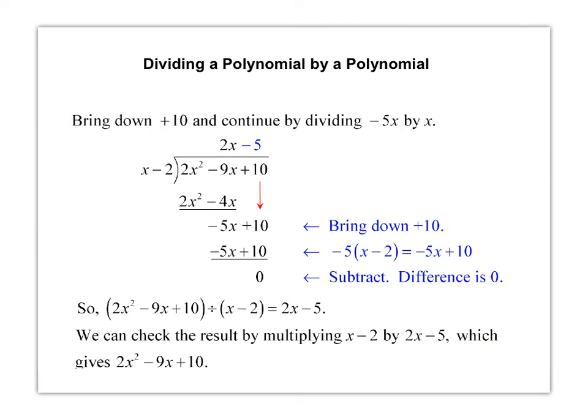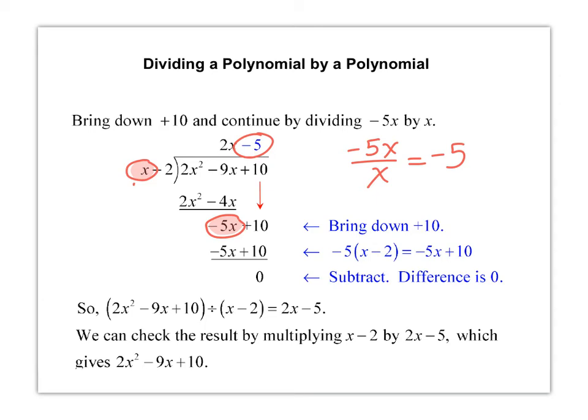Now we look at the first term here and divide it by the first term here. So how many times does x go into negative 5x? We're taking this negative 5x here and dividing it by the x, the first term here divided by the first term here. That simplifies to negative 5. So that's why we have this negative 5 above the division sign.